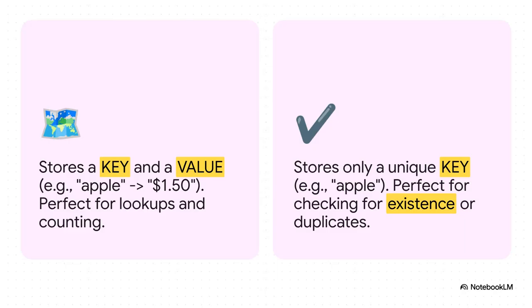So let's get this clear. What's the difference between a map and a set? Well, the hash map on the left stores a key and its related value, like an apple and its price tag. It's perfect when you need to look something up or count how many of something you have. But a hash set, over on the right, is even simpler. It only stores the key. Its only job is to instantly tell you, yep, I've seen that before, or nope, first time. It's built purely for checking if something exists or finding duplicates.